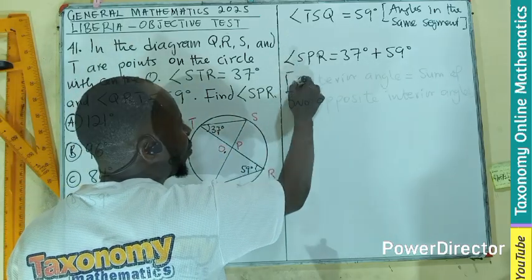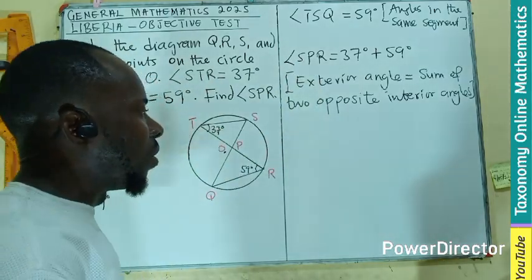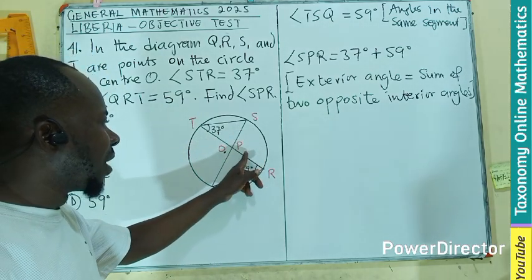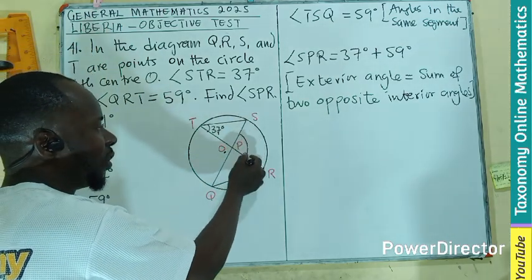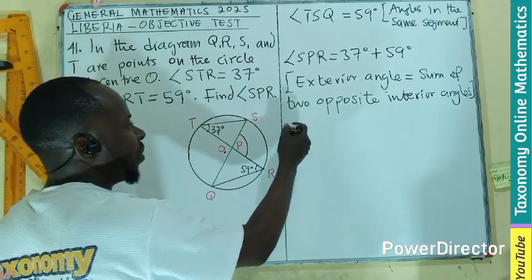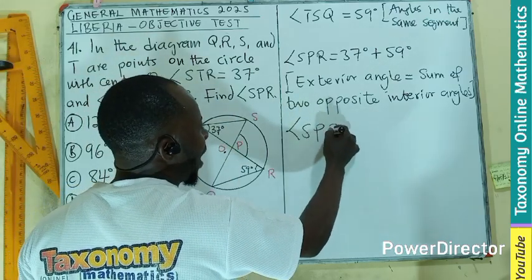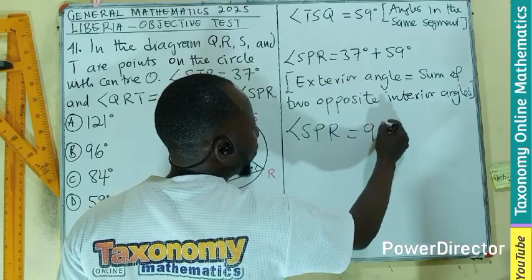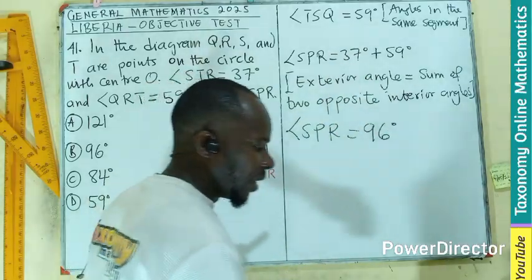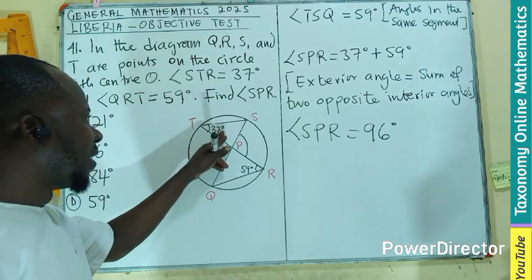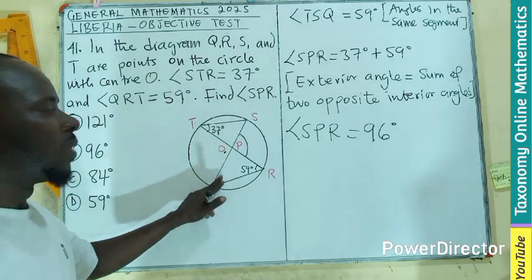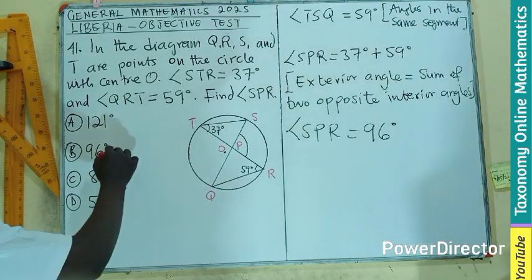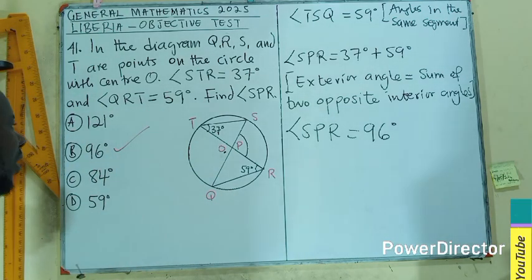The property is going to be exterior angle equals the sum of the two opposite interior angles. The angle here is an exterior angle, exterior to this triangle. Then the angle SPR equals, this is 80, right? Therefore, 96 degrees. This is not the only way. We can also say this angle is equal to this, and this will still be an exterior angle to this triangle. Same answer, and that will be the 96 degrees.